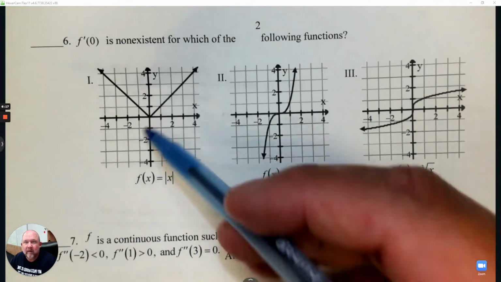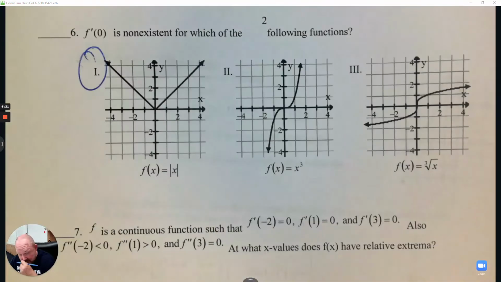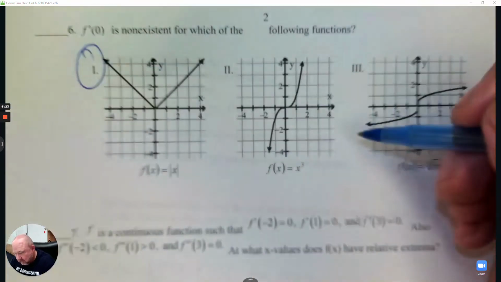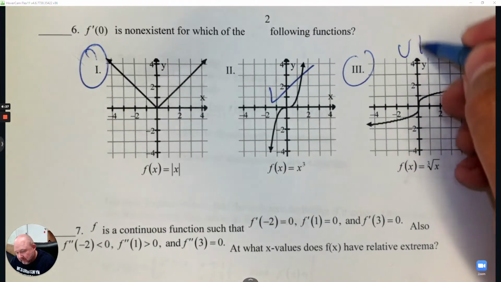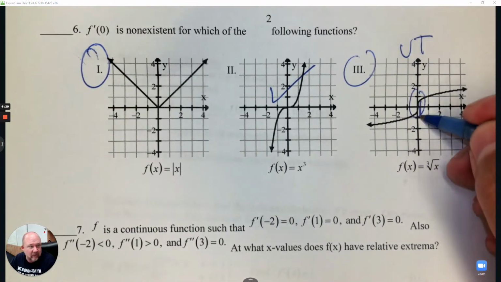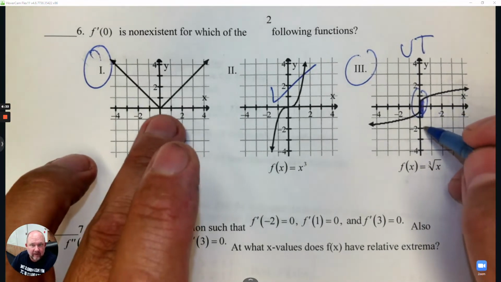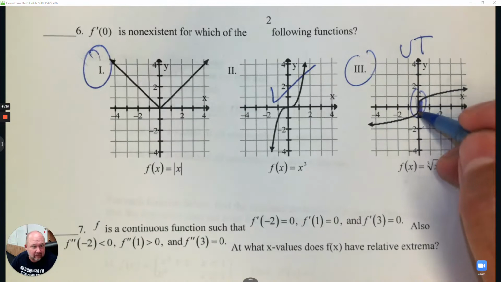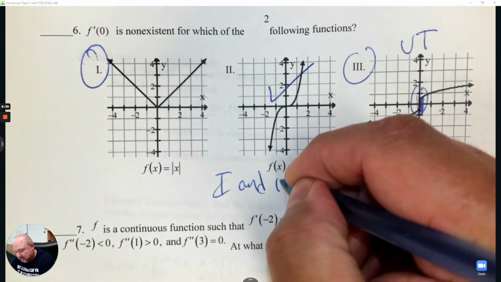All right. Where is the derivative at 0 non-existent? Well, at 1 it isn't, because at 0 it's a corner. 2 is okay, but 3 is a vertical tangent right there, a vertical line. So at 1 and 3, the derivative doesn't exist. It's a corner, it's a vertical tangent, so it'd be 1 and 3.